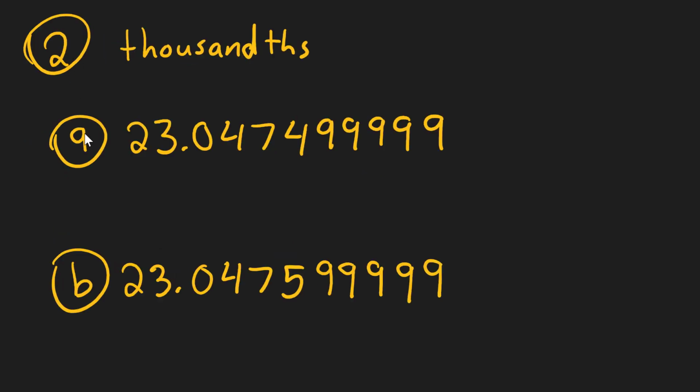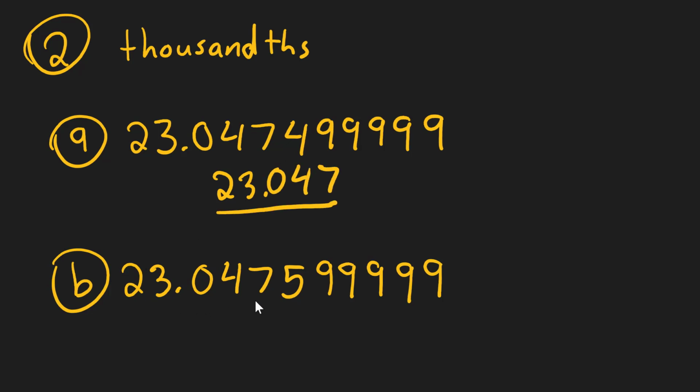For part 2a, we need to round to the thousandths place. And so we look to the thousandths place, which is at this 7 here. And we say, okay, are we going to round down to 23.047? Or are we going to round up to 23.048? And to answer that, we look at the next digit over, which is 4. And we ask ourselves, is 4 greater than or equal to 5? And the answer is no. And so we are going to round down to 23.047. How about part B?